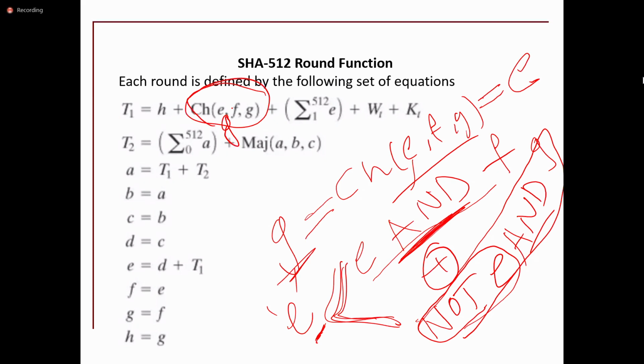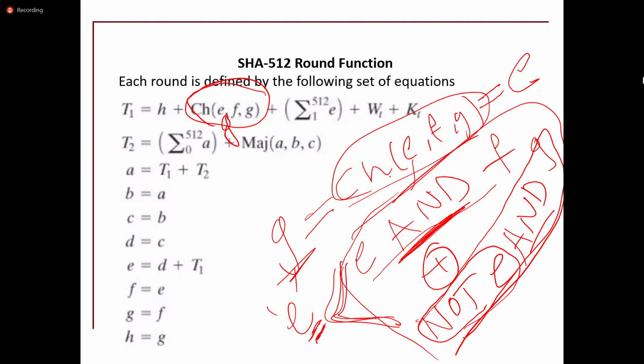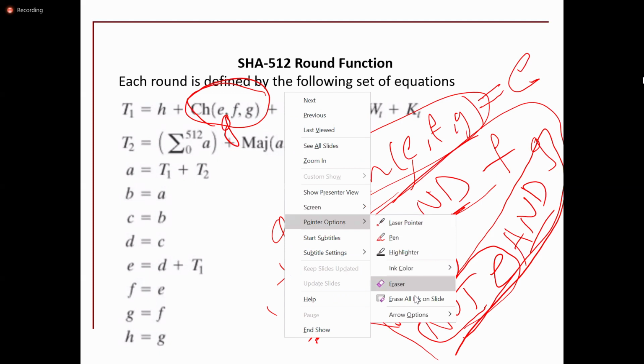So CH of EFG is nothing but simply it applies logical AND between E and F, and it applies NOT on E. That NOT on E result will be ANDed with G, and this entire thing will be XORed. So if the entire result is E, then CH of EFG will be replaced with E. Otherwise, it will be replaced with F. So that is the result of CH of EFG.